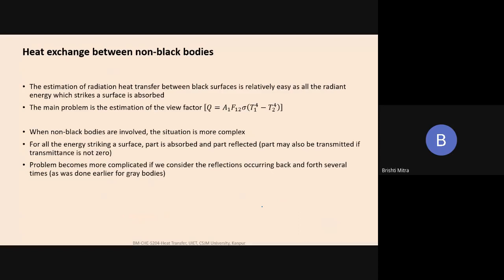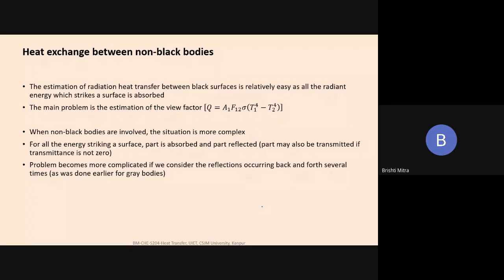Now you see that when we are talking about non-black bodies, the only non-black body that we have talked about is essentially these two parallel gray plates, and we have seen how the emitted radiation falls from one plate to another plate. Part of it gets absorbed, part of it gets reflected, and then it falls on the next plate, and so on and so forth.